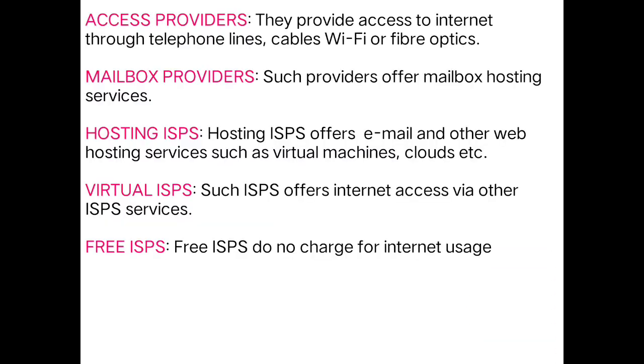First one is access provider. Access providers exchange data or information among individuals or organizations, and they also provide access through telephone lines, cable, Wi-Fi, or fiber optics. Second one is mailbox provider. Mailbox provider is used to send electronic mail through the internet. It is a paperless method for sending text, images, documents, videos, etc.